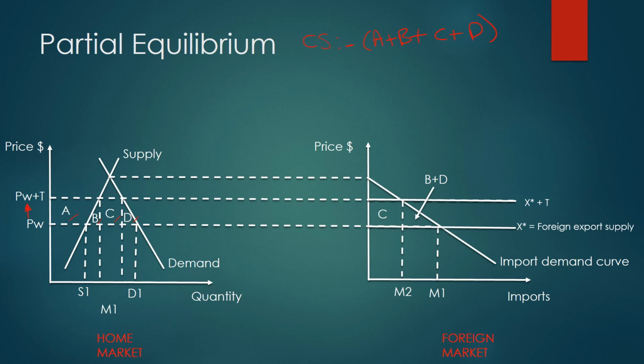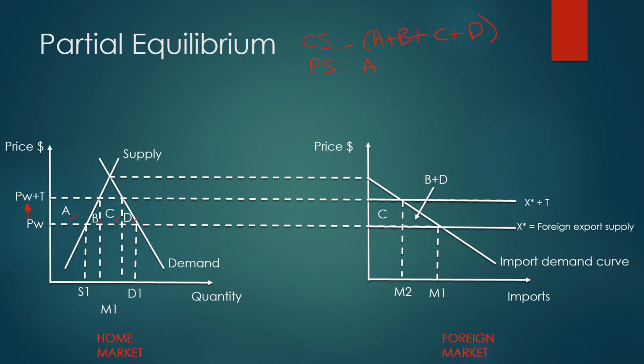What about producer surplus? We're going to label producer surplus as PS. So producers are going to gain from this because they're now getting a higher price from PW to PW plus T. And producer surplus is the area bound by the supply curve and the price. So the producer surplus has risen by area A.